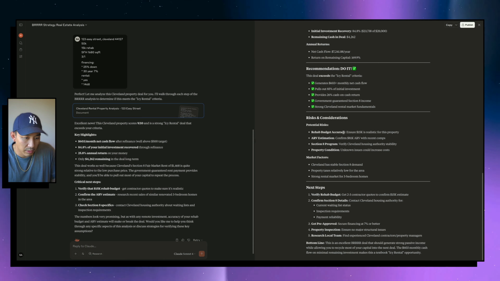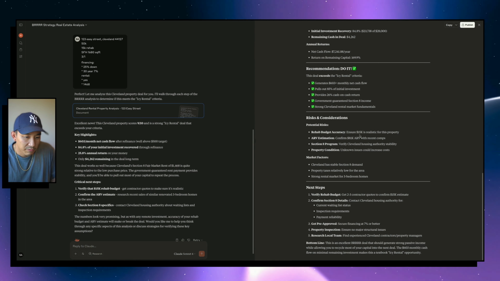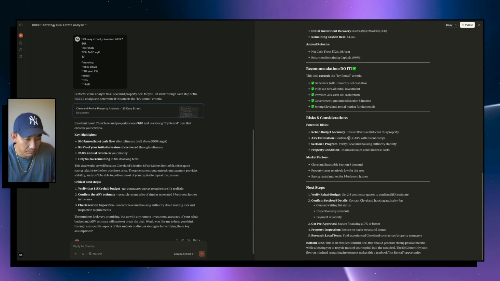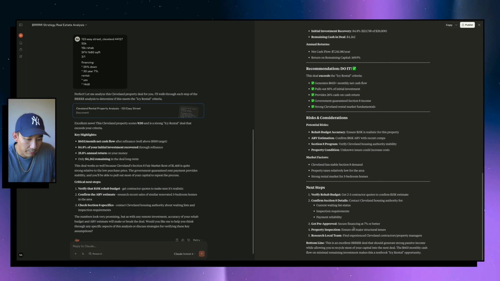Potential risks, rehab budget accuracy, 15K. This is actually very close to a deal I just did in February. So, and the ARV was 92K, I believe. So these comps are actually pretty low. Let's see what else. Get 2-3 contractors, get pre-approved. Okay, so I'm not going to bore you with the real estate stuff.